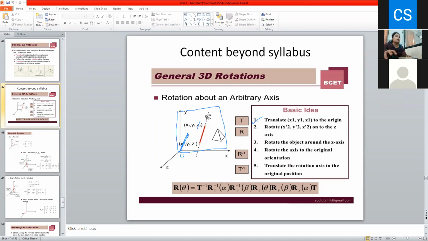Right. So what we were discussing: we have made x1, y1, z1 coincide on origin, but as the other end is still in space, we are going to rotate it twice, one along the x-axis and then along the y-axis, so that with x and y rotation it will lie on z.